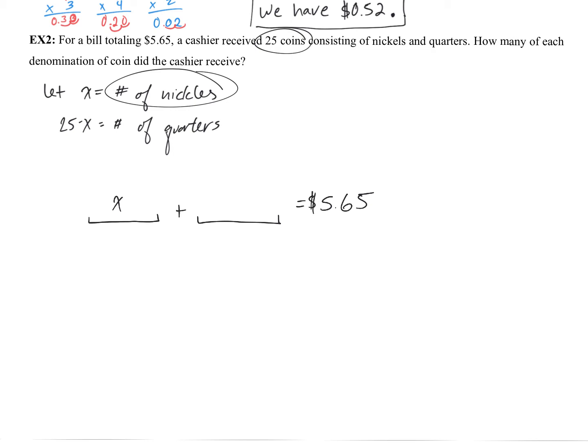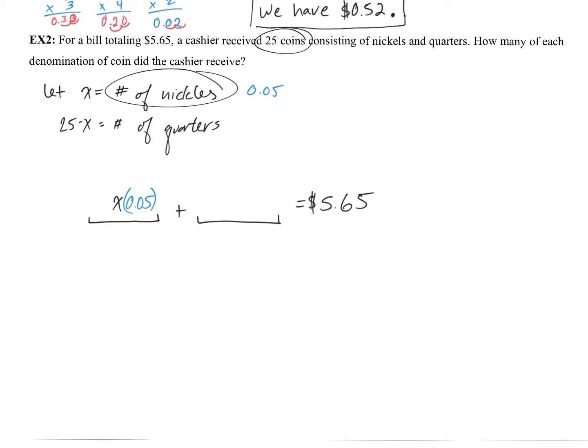So how much is a nickel worth in a dollar? Well, 0.05. So X times 0.05 would give me the amount of money I have with the number of nickels I have. For example, if I had 1 nickel times 0.05, I have 5 cents. If I have 2 nickels times 0.05, I have 10 cents, and so on. Except we don't know how many nickels we have, which is why we write X next to the 5 cents. Same thing goes for the quarters.